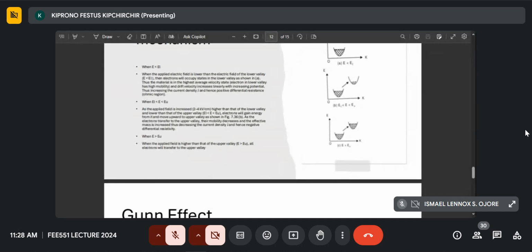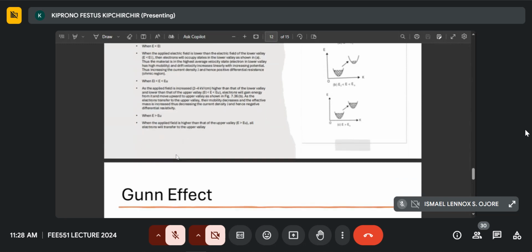Electrons will gain energy from it and move upwards towards the upper valley, as shown in figure 7.36b. As the electrons transfer to the upper valley, their mobility decreases and their effective mass is increased. Thus, there is a decrease in the current density, J, hence the negative differential resistivity. The negative differential resistivity is that aspect where current does not increase with voltage.